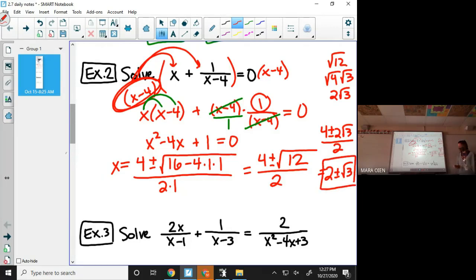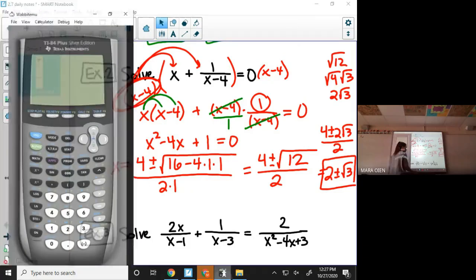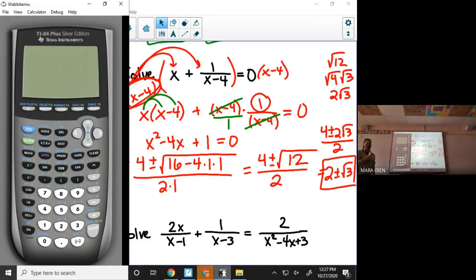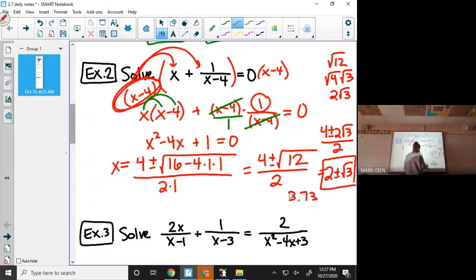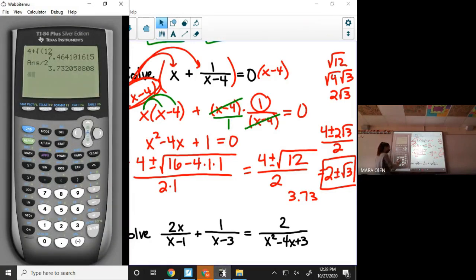And I'd say perfect. If you are looking at that and you're like, yep, I mess that up all the time, I don't want to have to do that, that's just fine too. Then you're just going to say 4 plus the square root of 12 divided by 2. One of my answers could be 3.73. And 4 minus the square root of 12 divided by 2, and I get 0.27.